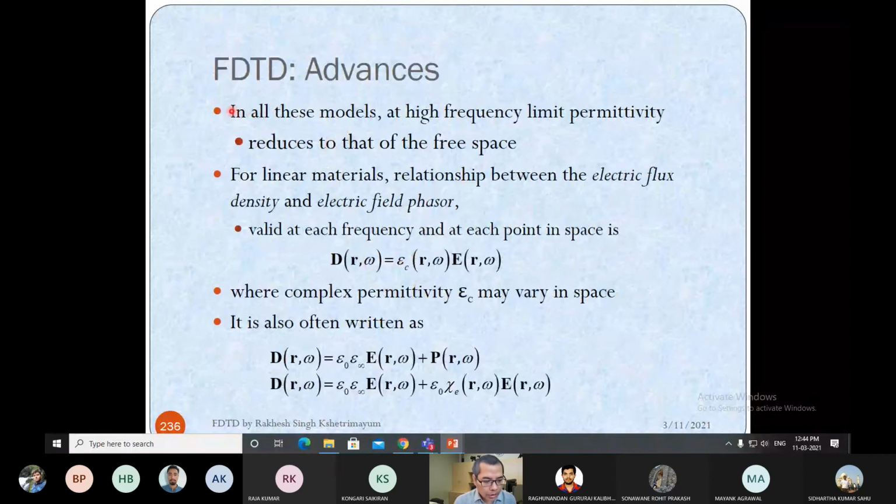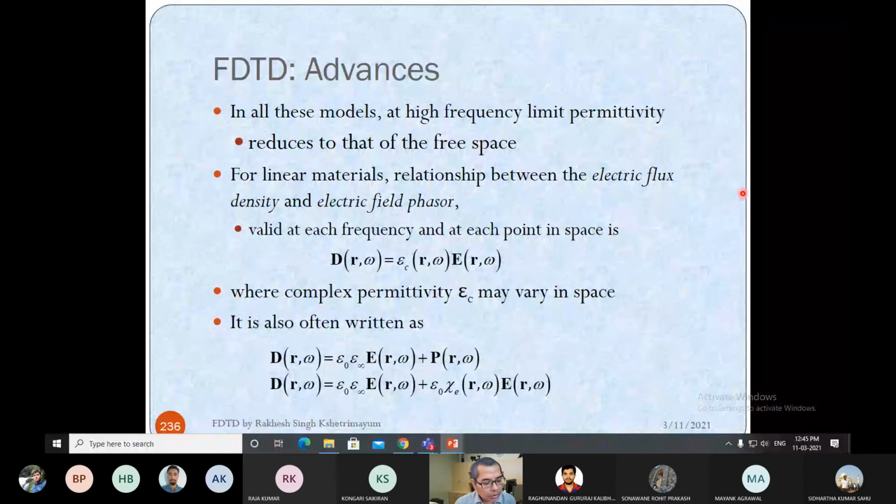What you can observe is that in all these models, at high frequency, when the frequency tends to infinity, the permittivity reduces to that of free space. When you go to higher and higher frequency, tending to infinity, the permittivity of the medium always tends to that of free space.